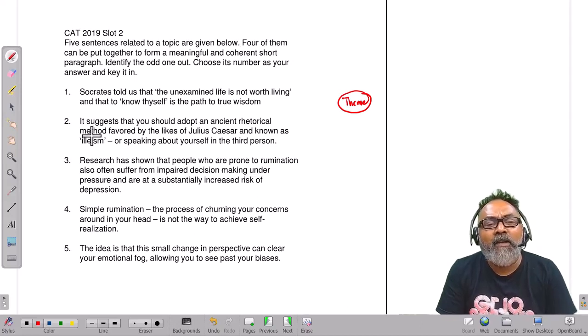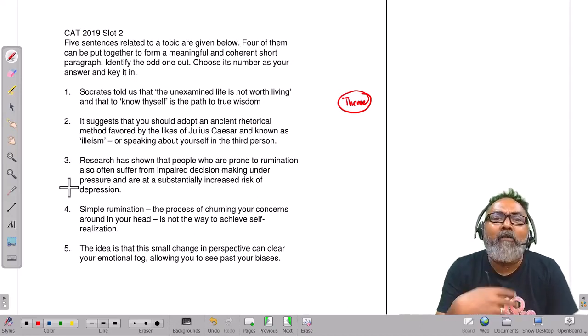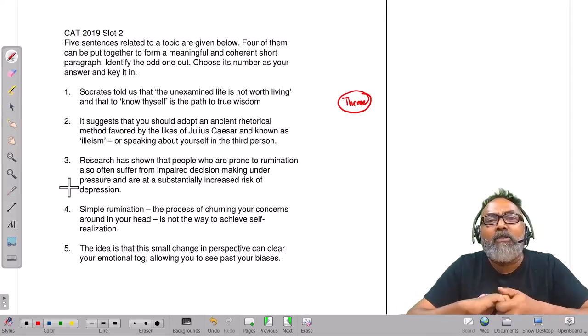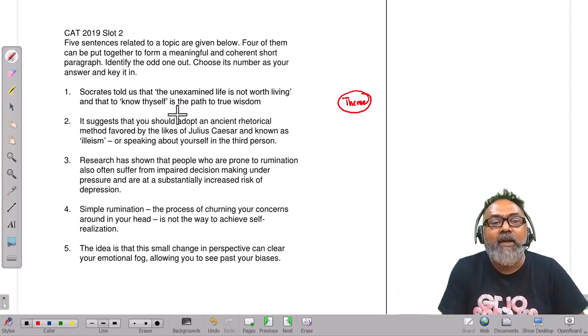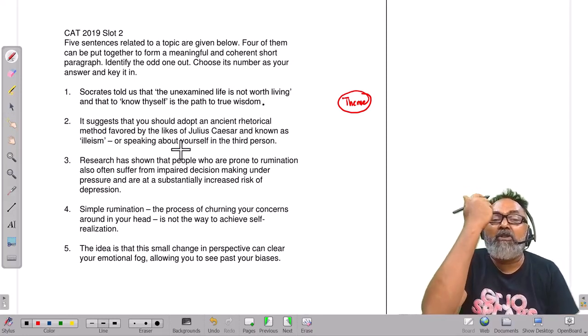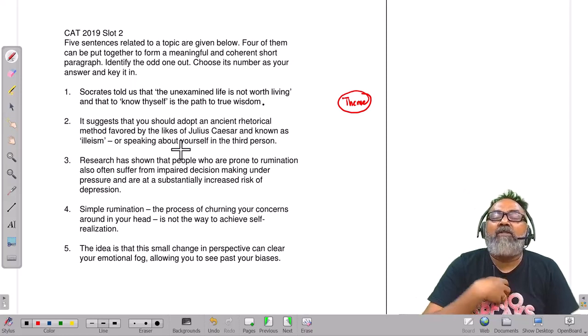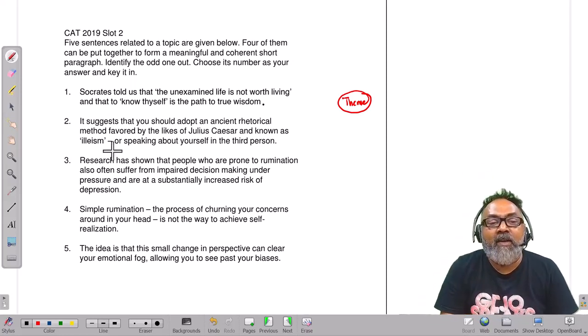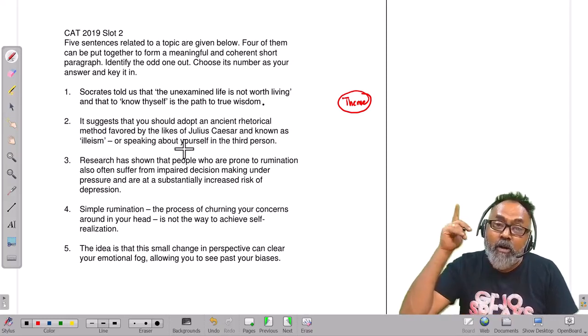And all these connections, blocks, if we have to eventually try and figure out if two things are connected together, we'll do that. So let's start with sentence number 1. Socrates told us that the unexamined life is not worth living, and that to know thyself is the path of true wisdom. Okay, Socrates has told us something. Unexamined life is not worth living. Knowing yourself is the path of true wisdom. It suggests you should adopt an ancient rhetorical method favored by the likes of Julius Caesar and known as Iliism, or speaking about yourself in the third person.